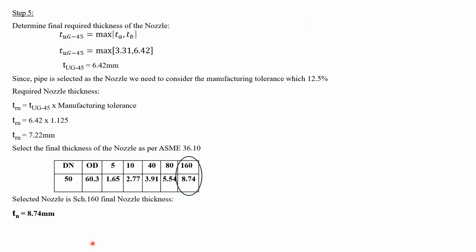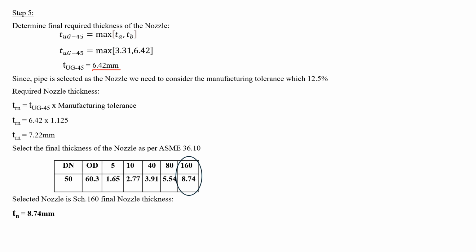Now the final step is to determine the nozzle neck thickness based on what we have got, TA and TB. That is t_UG, which is the maximum of TA and TB. TA we have got as 3.31 mm as per mandatory Appendix 1-1A, correct. And for TB we got 6.42 mm. So the maximum of these two gives us t_UG-45 as 6.42 mm. But the calculation does not end here. Why does it not end here?